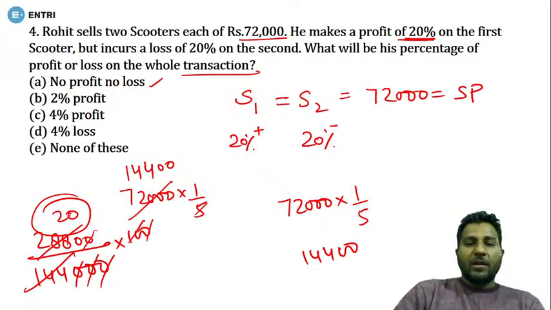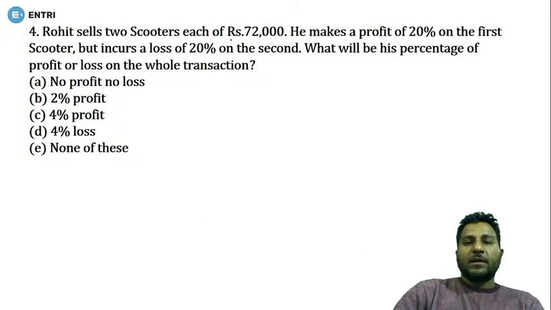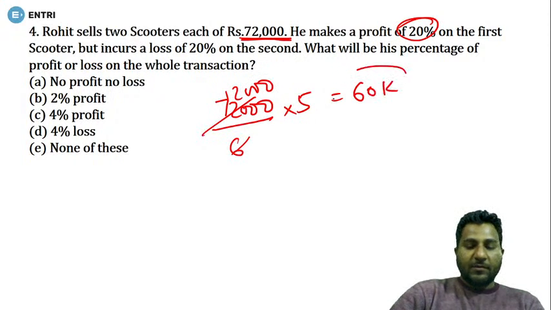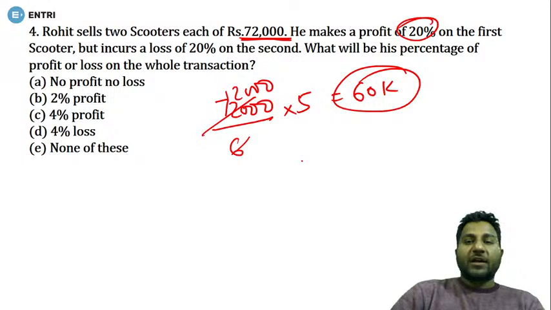First of all, you should know that 72,000 is the selling price. Remember that. So that means the 6 ratio must have been equal to this. So how much would the cost price be? 60,000.